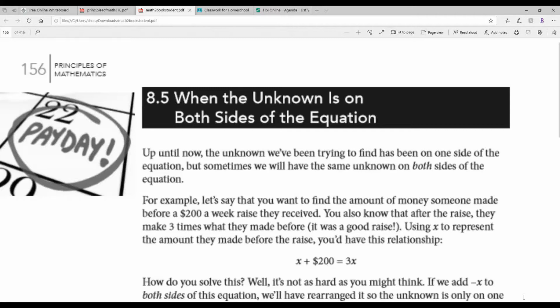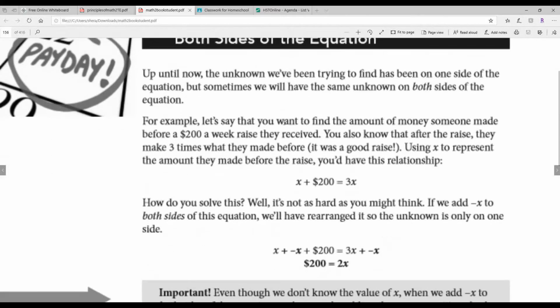Okay. All right. Today we're going to talk about when the unknown is on both sides of the equation. So up until now, the unknown that we've been trying to find has been on one side of the equation. But sometimes we will have the same unknown on both sides of the equation. So let's look at the example.